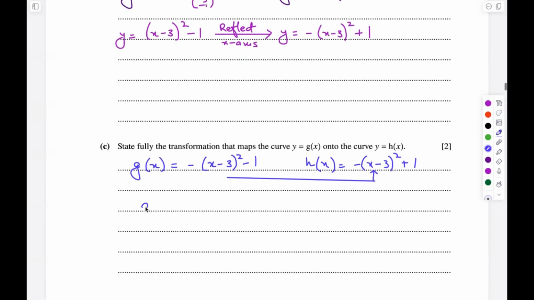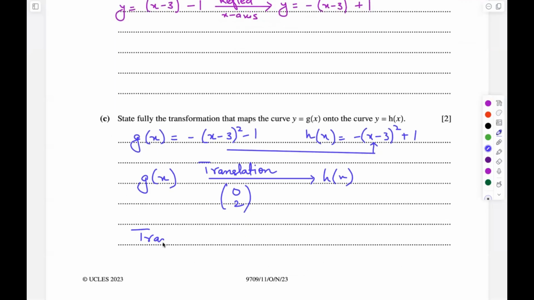So we'll say that from G of x to H of x, there will be a translation, and there's no translation in the x direction, so the vector will be 0 and positive 2 units in the y direction. So the final answer we can write as a translation of vector (0, 2).